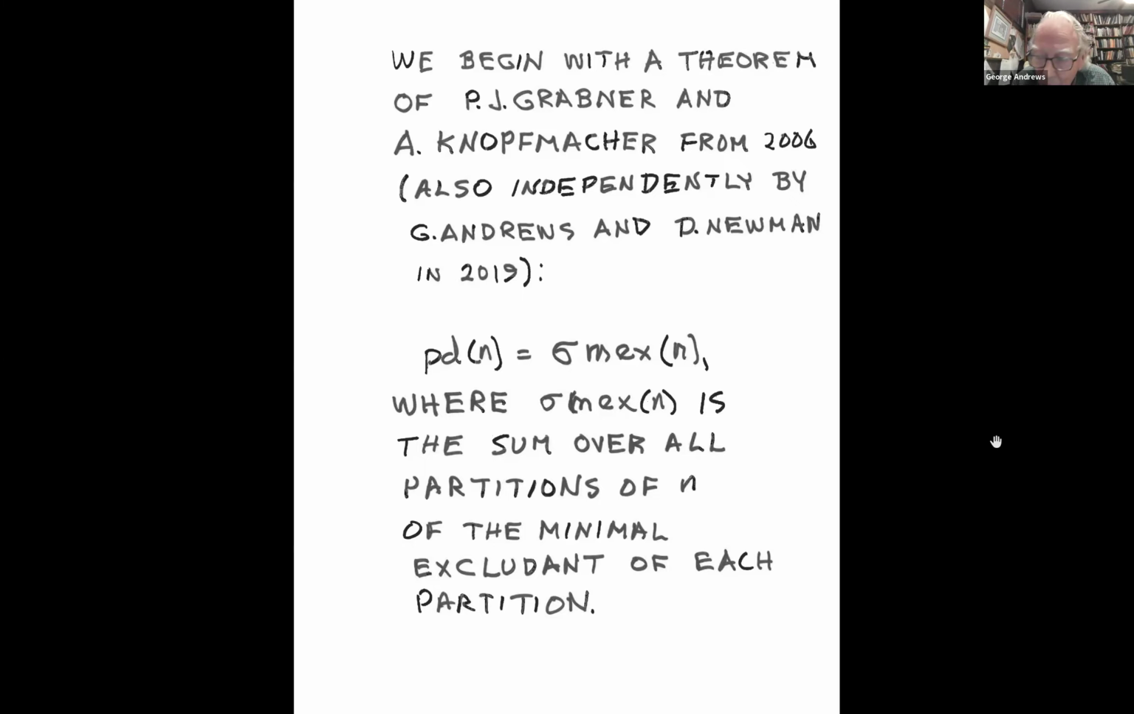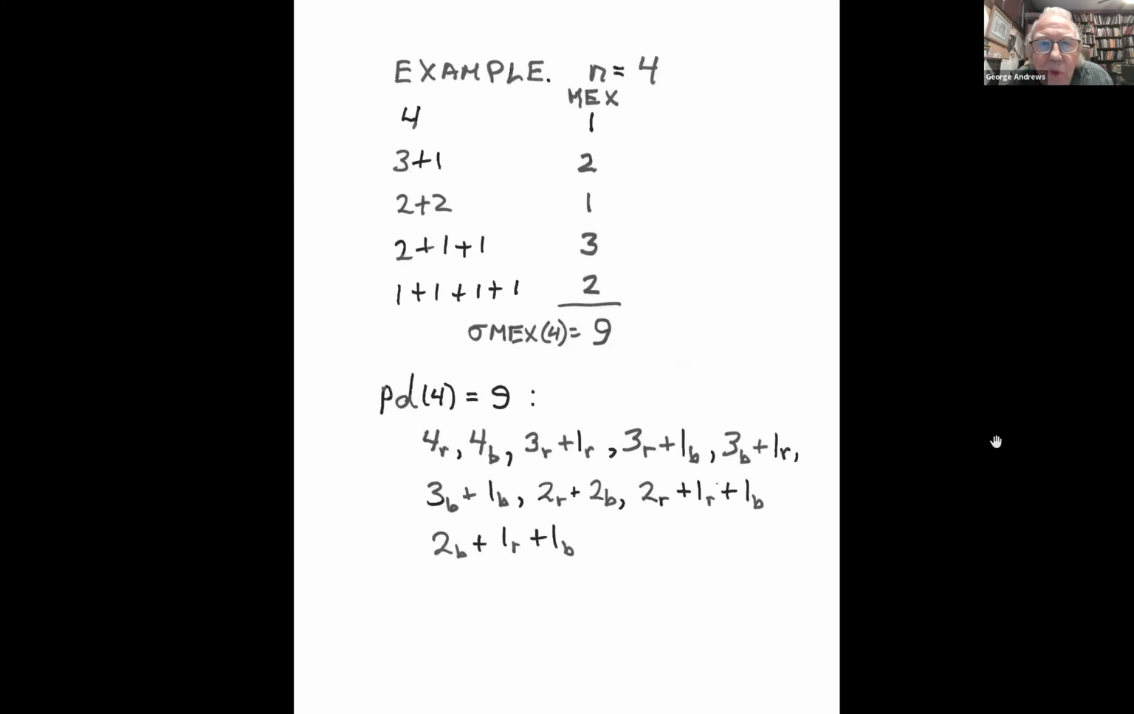So let me make clear what's going on here. When n equals 4, here are the 5 partitions of 4. The first missing part in the partition 4 is 1. In 3 plus 1, the first missing part is 2. In 2 plus 2, the missing part is 1. In 2 plus 1 plus 1, the first missing part is 3. And then when there are 4 ones, it's 2. And if you add that column up, you get 9.